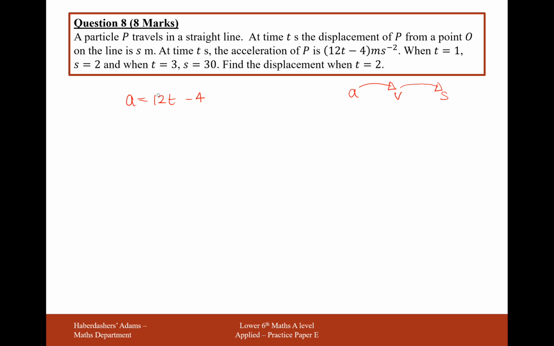So the first thing we're going to need to do then is do v equals the integral of 12t minus 4 dt. And this is going to be, so we increase the power by 1 and divide by that new power. So t now becomes t squared and we divide by 2, so that's going to be a 6. And the minus 4 here, that's just going to become minus 4t. And then remember we need that plus c at the end of every integration.